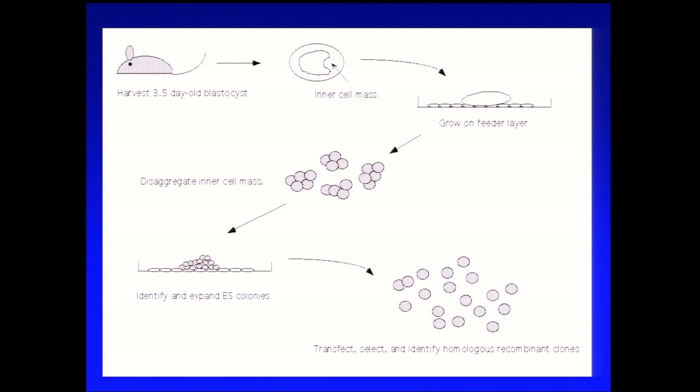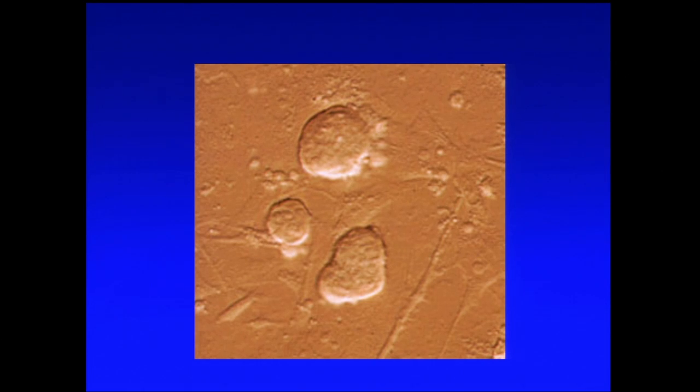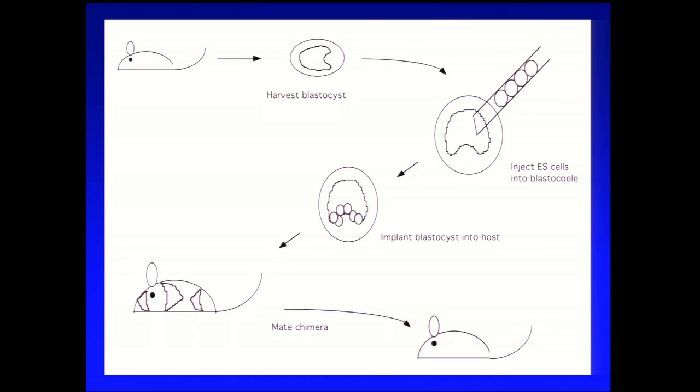And fortuitously, this works because these embryonic stem cells have very characteristic cellular morphologies, and so one could recognize these and manipulate them. All right, so how do we use these? Once you have an embryonic stem cell line, you can then reintroduce those stem cells into the developing blastocyst, and they are incorporated into the developing mouse.